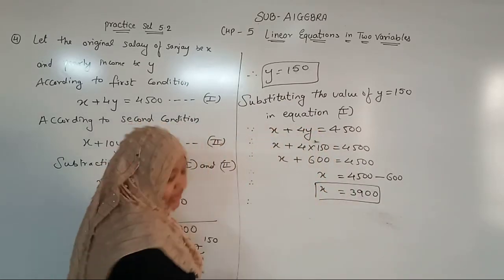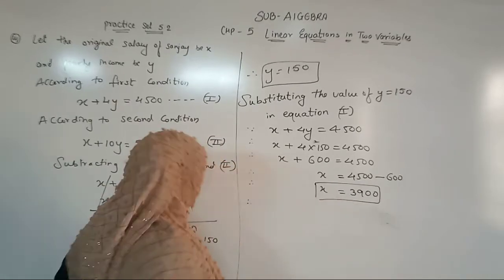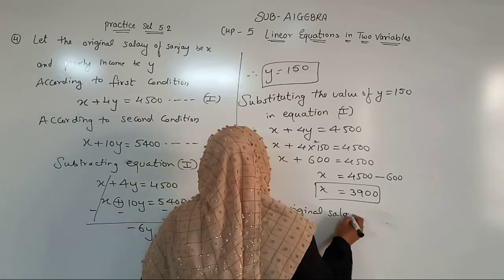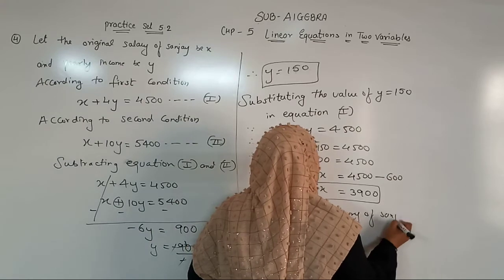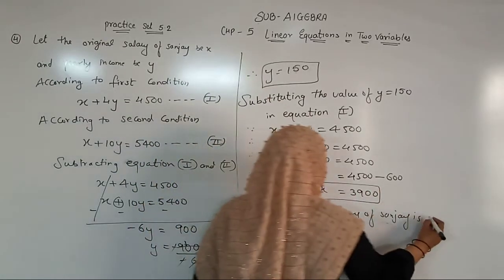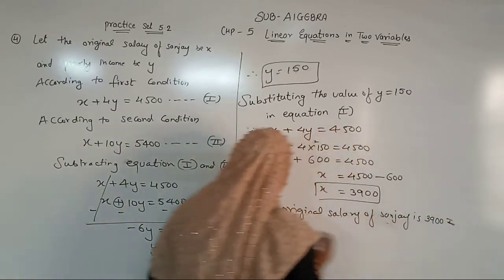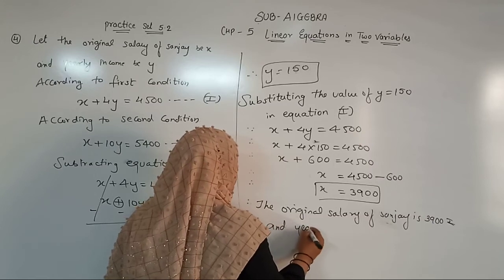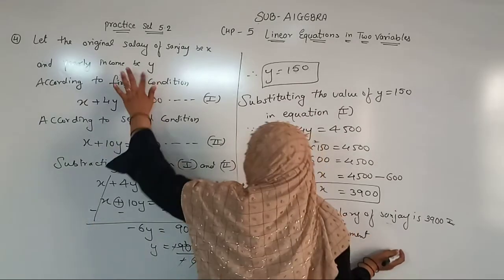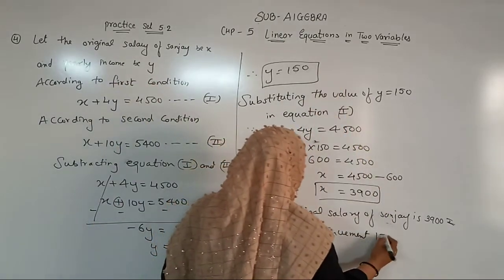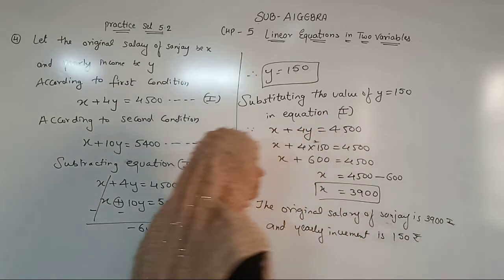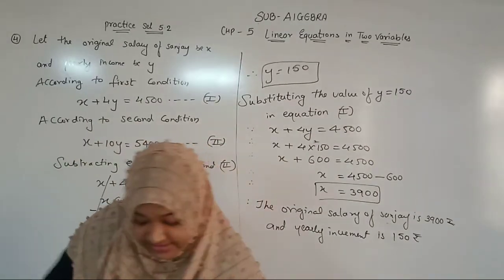So now what do we have to find? The original salary. Therefore write the statement compulsory. Original salary of Sanjay is, original salary we have taken as x, that is 3,900 rupees, okay? And the yearly increment, tell me, what is the yearly increment? The value of y, how much did we get? I have got 150. The yearly increment is 150. Understood? Come on, do it fast.